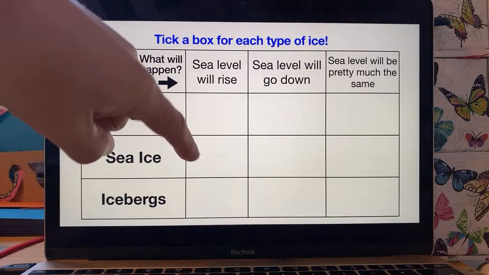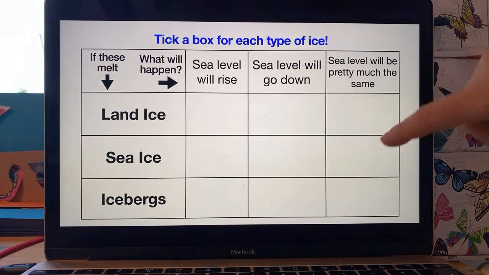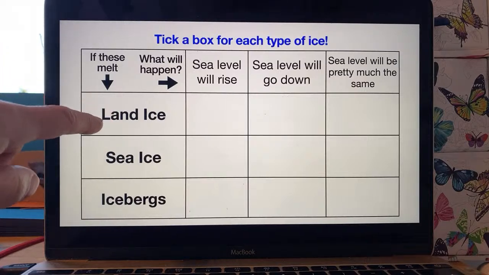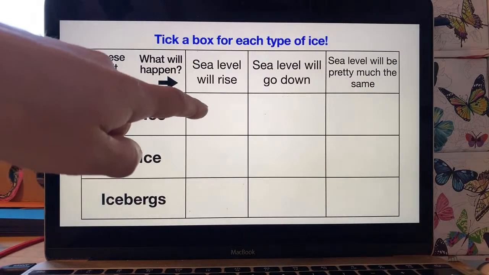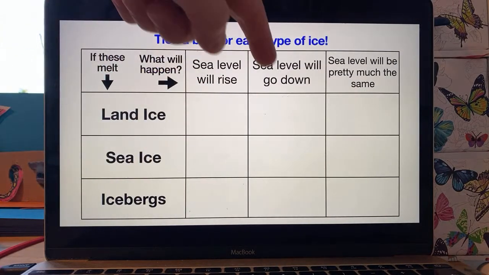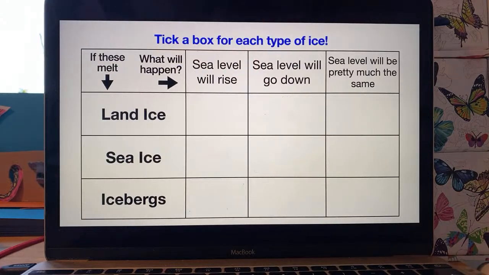When sea ice melts, what do you reckon? Is the sea level going to rise? Is it going to go down? Or is it going to stay the same? Land ice, so glaciers, if they melt, is that going to make the sea go up, the sea go down, or stay the same? And icebergs, ice that is already in the ocean, but it's from the land. When they melt, is sea level going to go up or down, or stay pretty much the same?